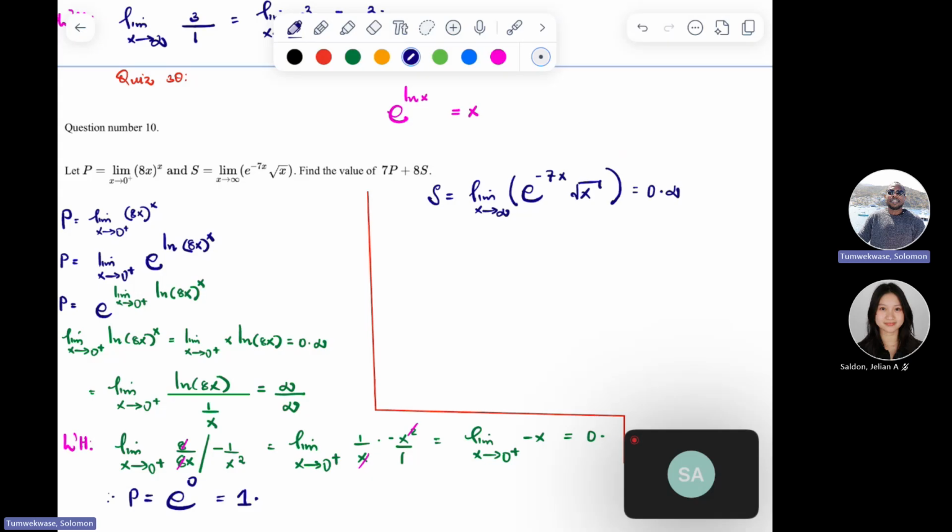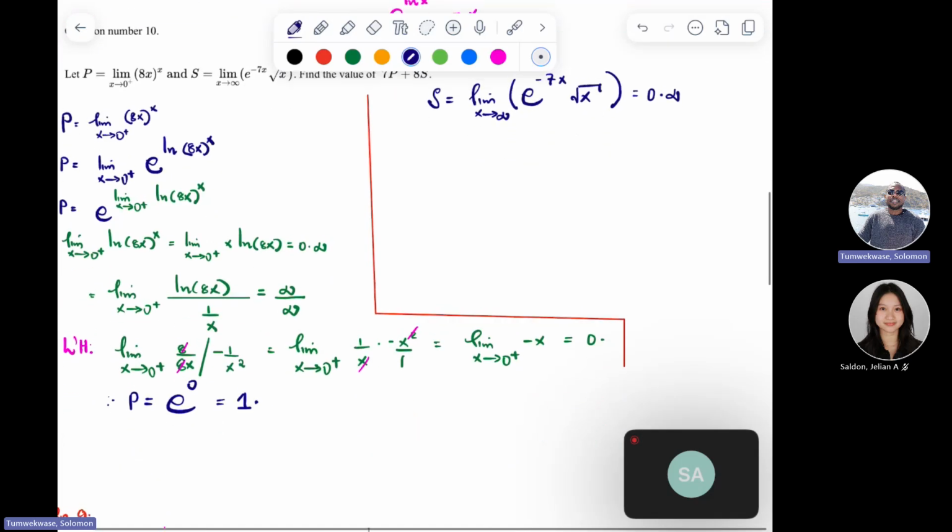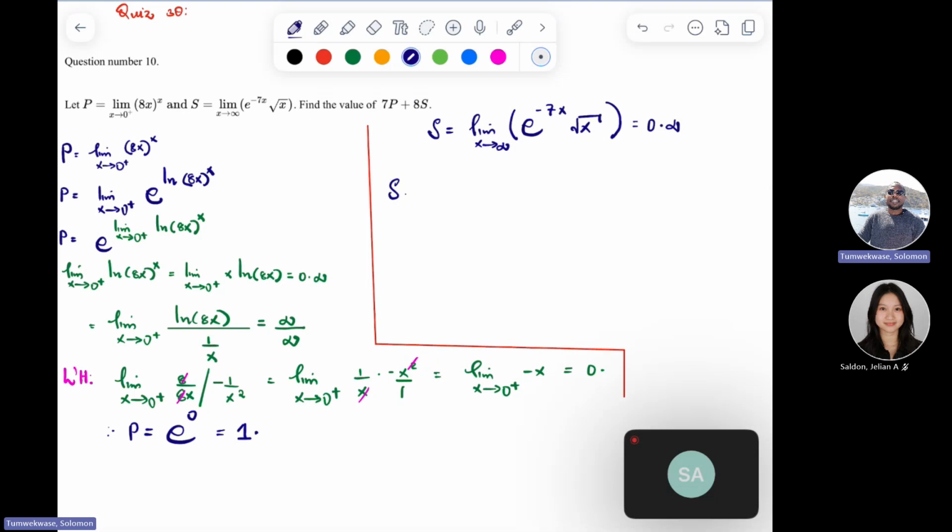So I still have that form, and therefore I have to rewrite this function such that the limit gives me an indeterminate form. So S is the same as limit as x approaches infinity of e to the negative 7x over 1 over square root of x.